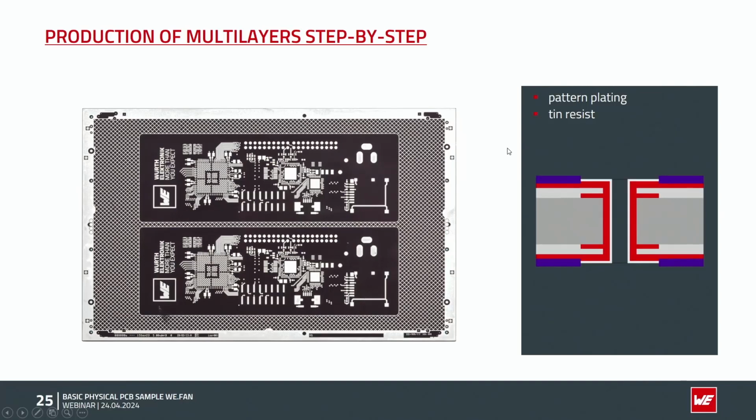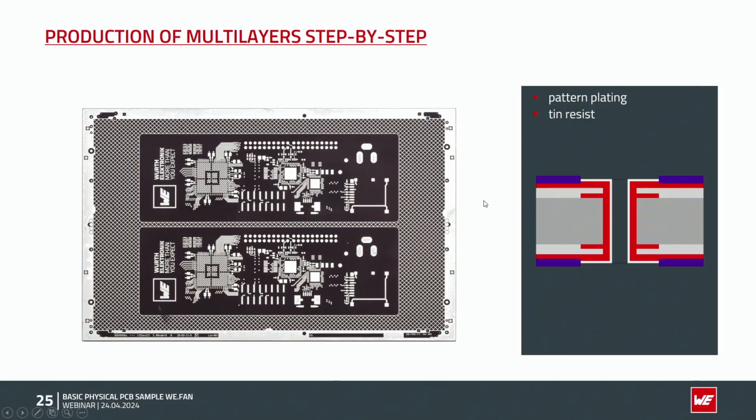So finally we got more copper here in the exposed areas as well, in the barrel here, in the drill holes, and finally ending up in a tin resist, which is also plated on top, which looks gray, and which protects the copper plated there, and protects it in the following alkaline etching process.